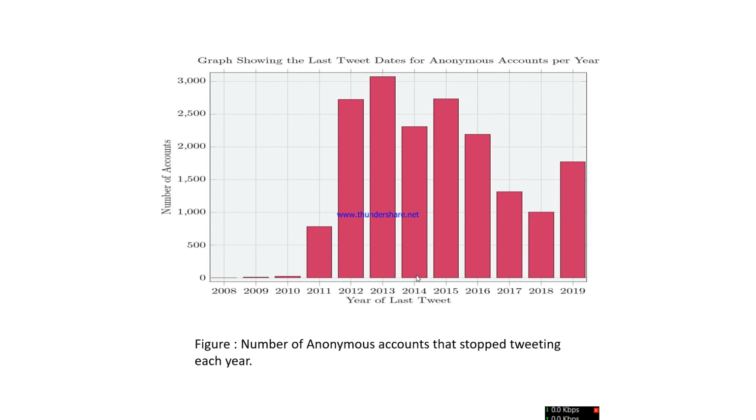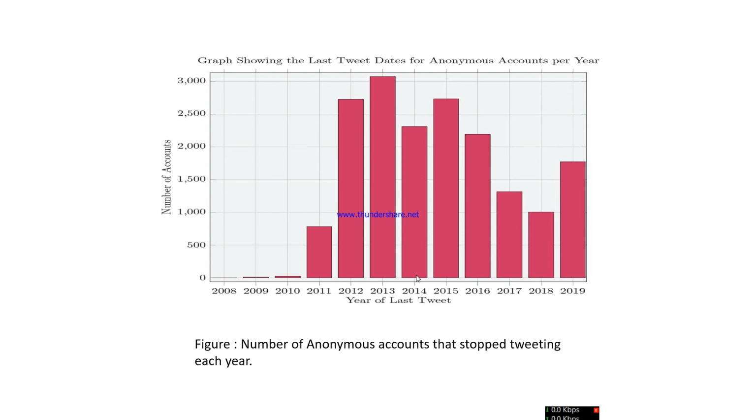The year of the last tweet is shown on the x-axis and the number of accounts on the y-axis. In 2011 there are around 600 tweets by some anonymous accounts, and in 2012 this also increased. In 2013 there is the highest number of tweets, above 3,000. But in 2013, the arrest of prominent members also reduces the number of tweets.